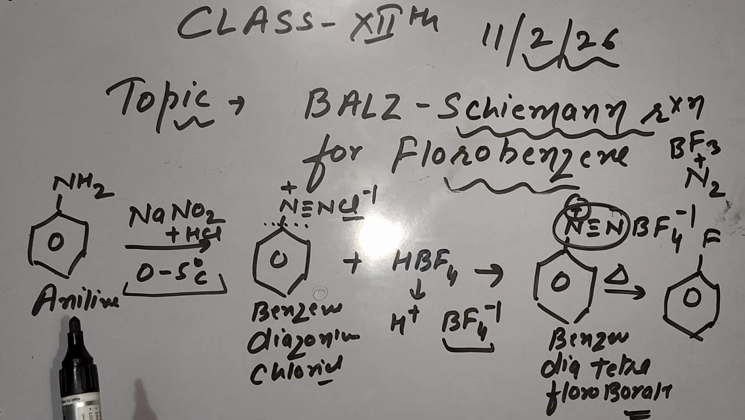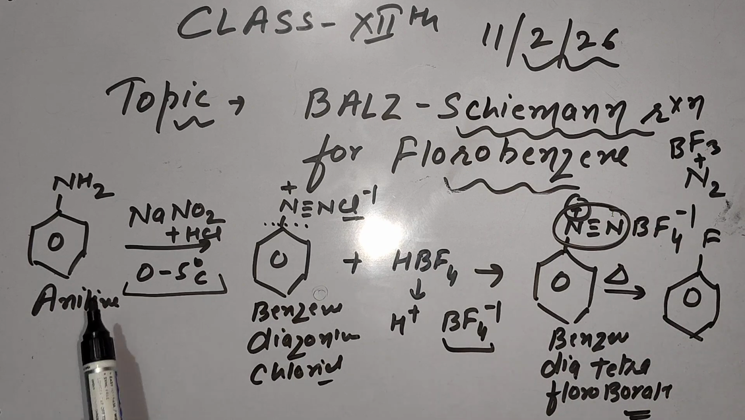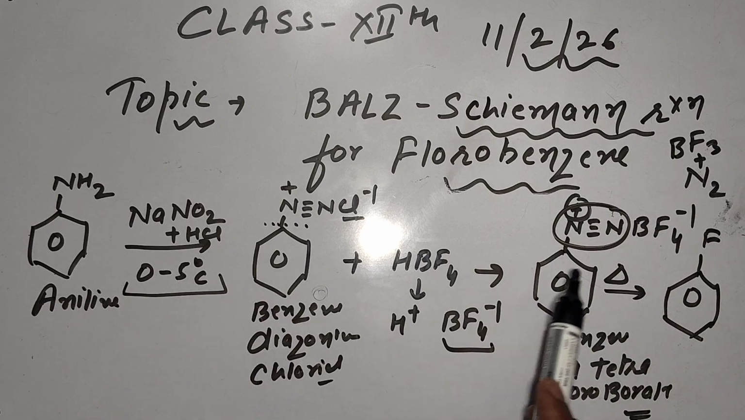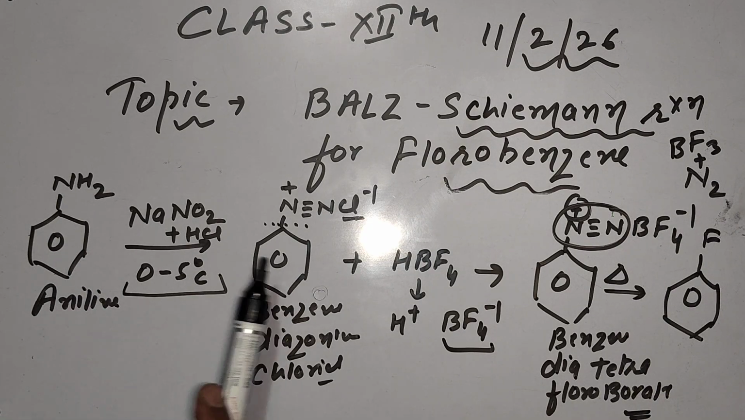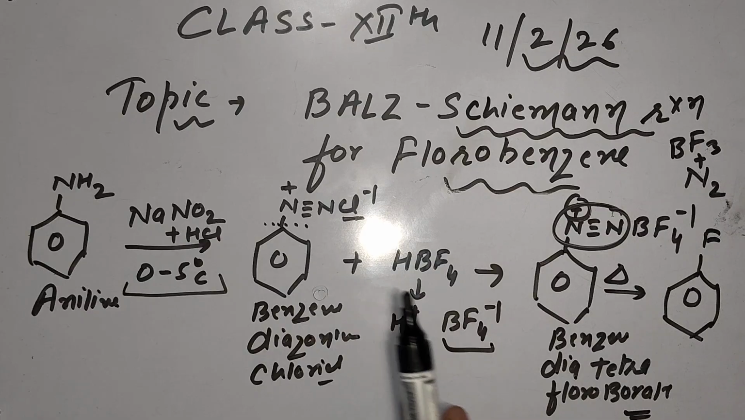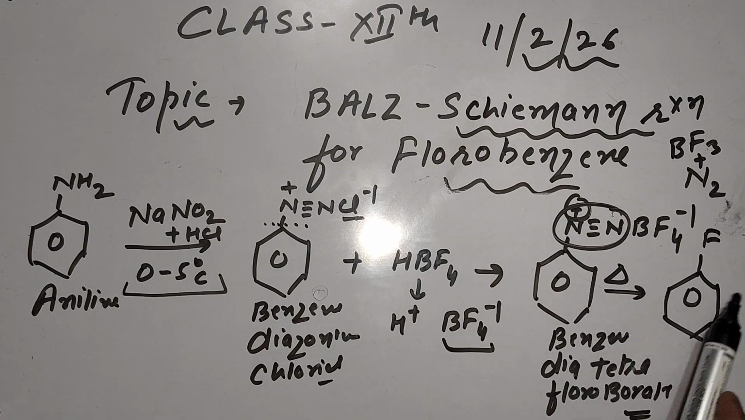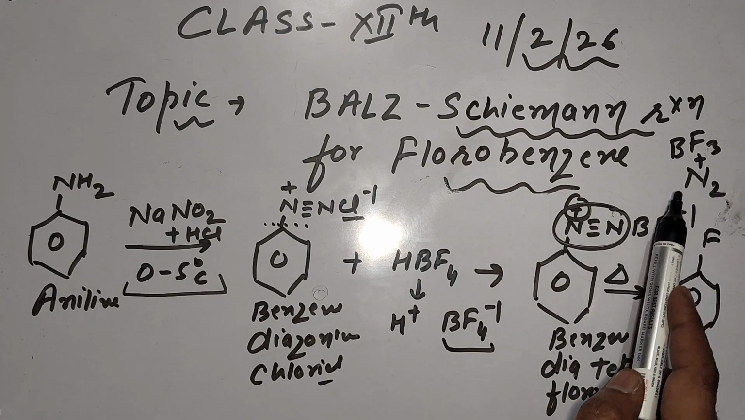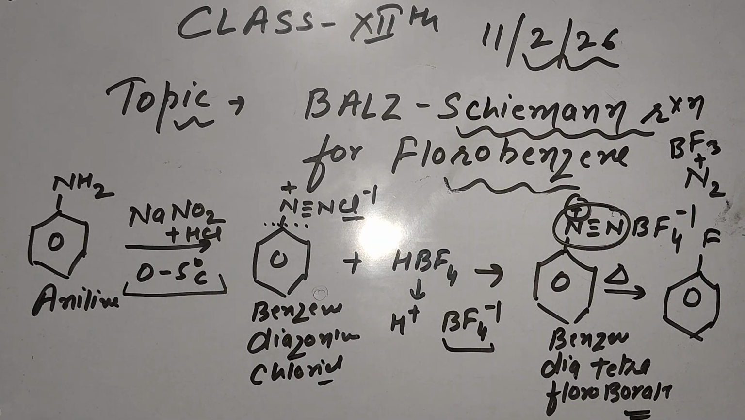So this is the whole reaction we have, which we call Balz-Schiemann reaction for fluorobenzene. Check it. First step, second step, and third step. It is a 3-step reaction. Generation of benzene diazonium chloride from aniline, then generation of benzene diazonium tetrafluoroborate, and finally heating it to create fluorobenzene, nitrogen gas, and BF3. Now let's check its mechanism.